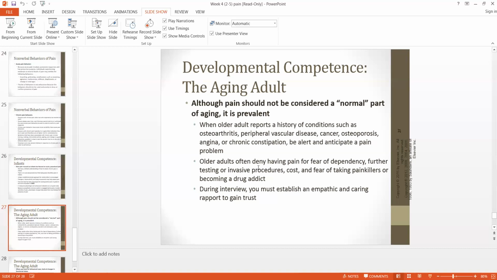They're going to have fears. I'm back up into the slide again. Fear of taking painkillers or becoming a drug addict. That is a fear. We have to acknowledge it, and we can't minimize that. And it could happen. During an interview, establish empathy, think of that Brene Brown, with the fox and the bear down in the hole, empathy and caring rapport to establish trust. If the patient doesn't trust you, they're not going to tell you what's going on.